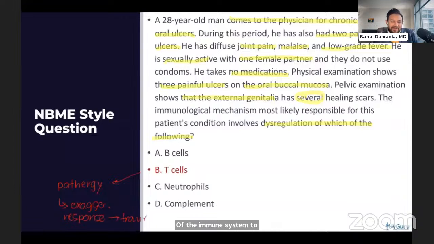And the antonym for pathergy is actually anergy. Anergy refers to when you don't have an immune system or when you don't have good T cells and a lack of an immune response.